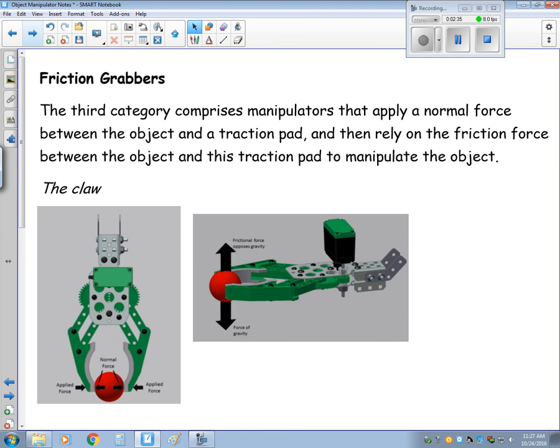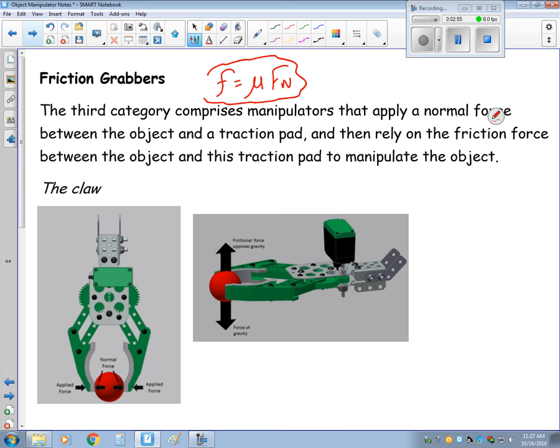The third type, the friction grabbers. This basically applies a normal force between an object and a traction pad. Remember that friction is equal to a coefficient times a normal force. And that definition is very important. So what these friction grabbers do is they supply the normal force, and then they use the material to supply the friction.